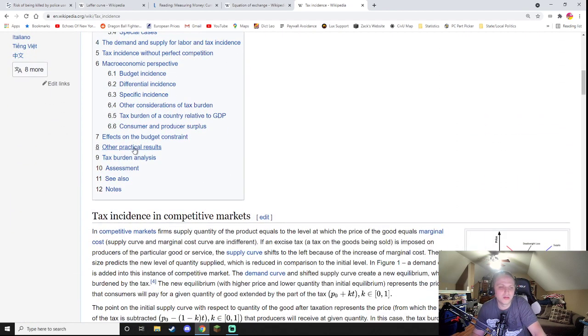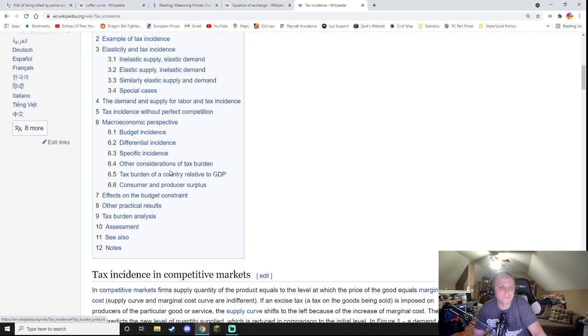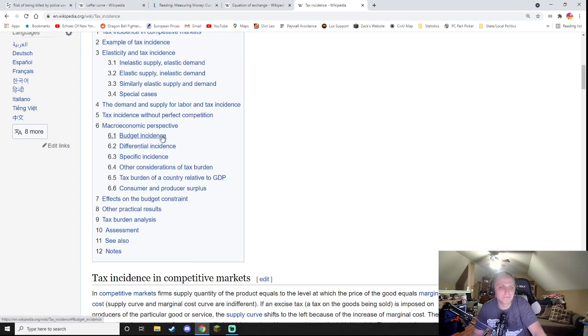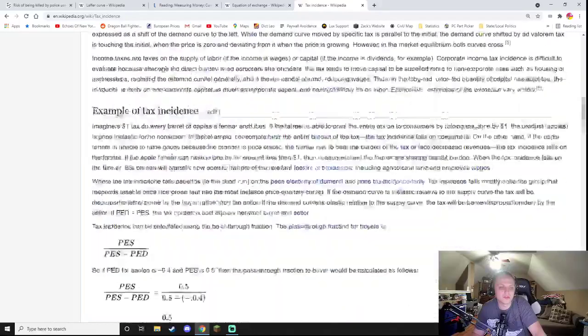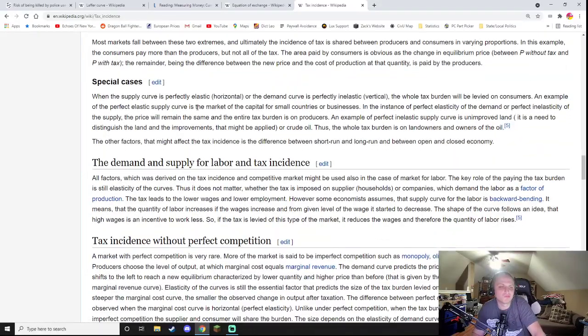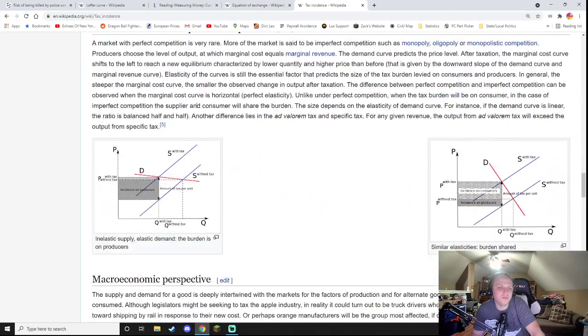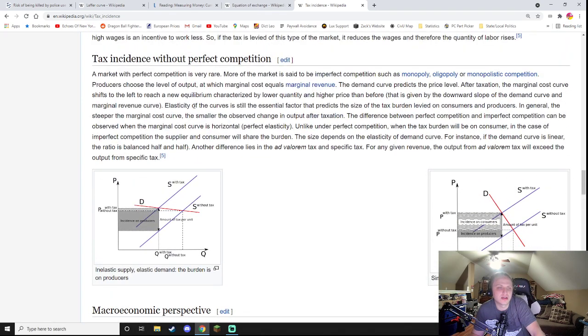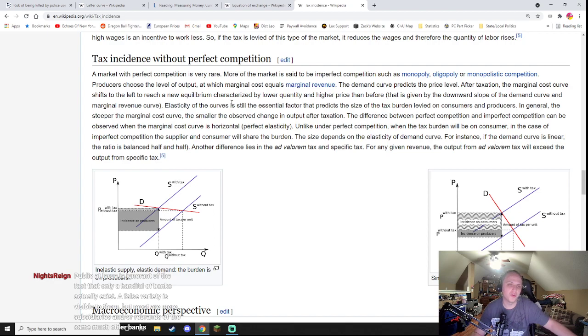Okay. So what are the criticisms of it? Tax incidence without perfect competition. A market with perfect competition is very rare. Much more of the market is said to be imperfect, such as monopoly, oligopoly, or monopolistic competition.